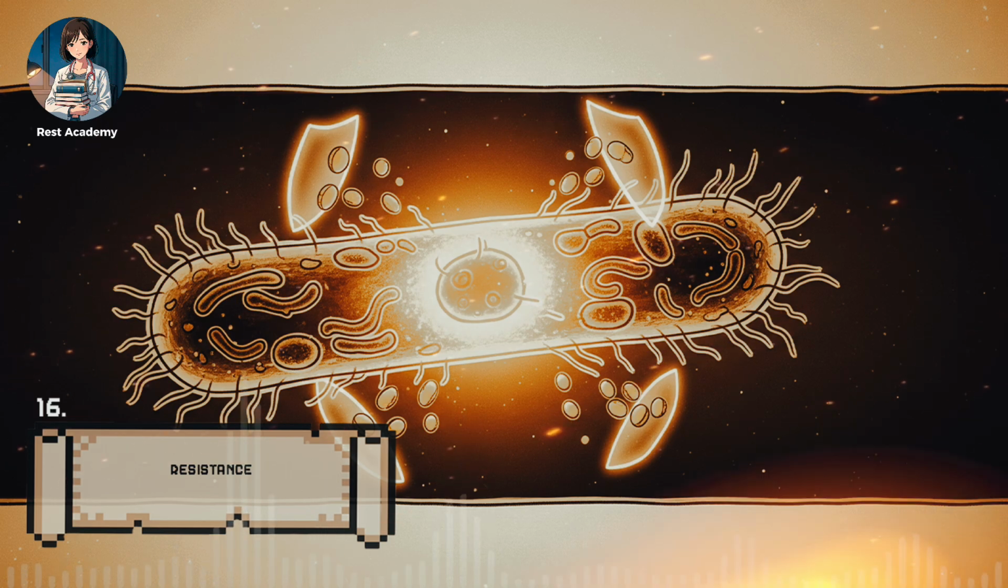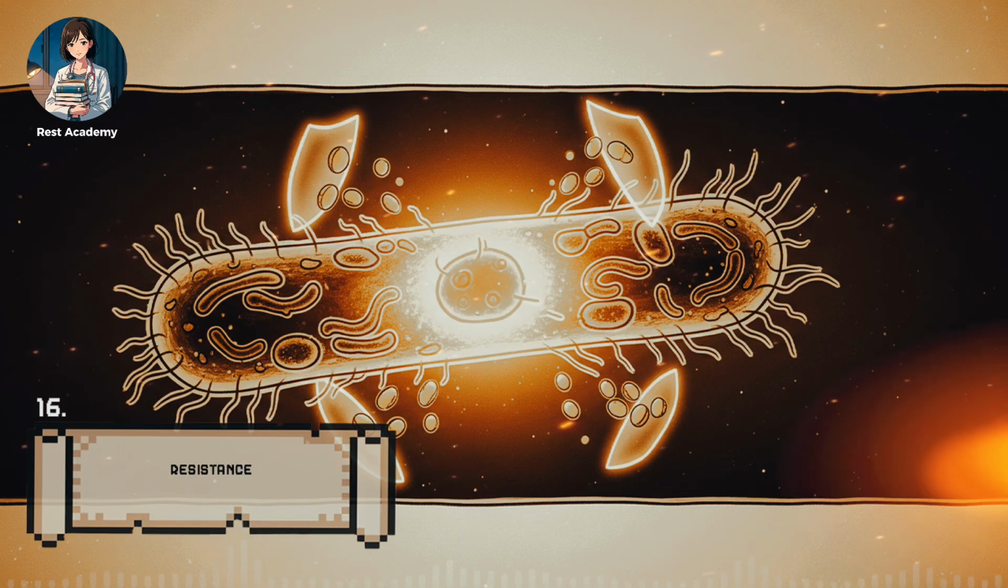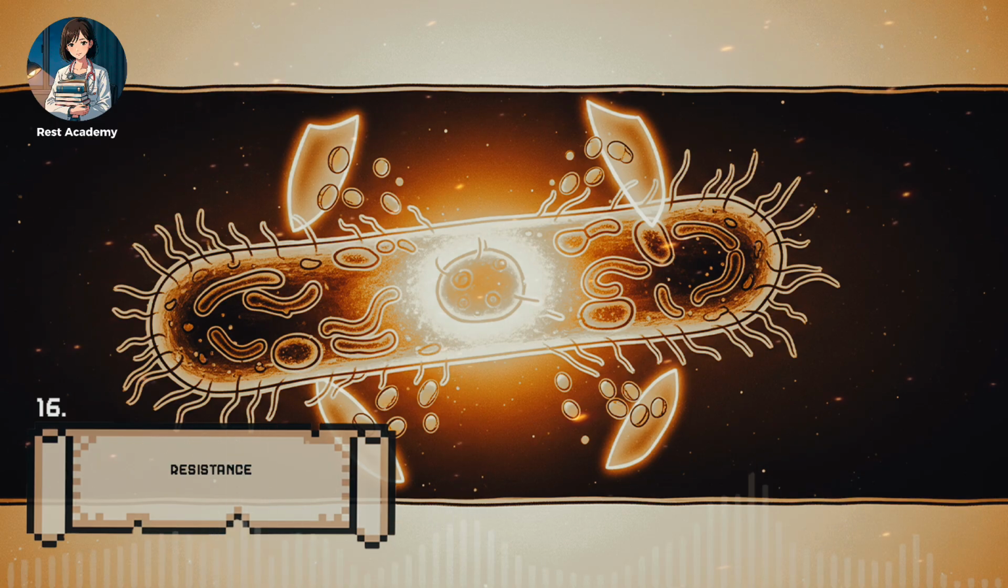Horizontal gene transfer accelerates resistance spread. Plasmids carrying resistance cassettes move by conjugation across species boundaries. Transposons and integrons shuffle genes into new contexts, linking multiple resistance determinants together. Bacteriophages can mediate transduction of resistance elements. This genetic liquidity explains why a carbapenemase detected in one regional strain can appear across continents within years.